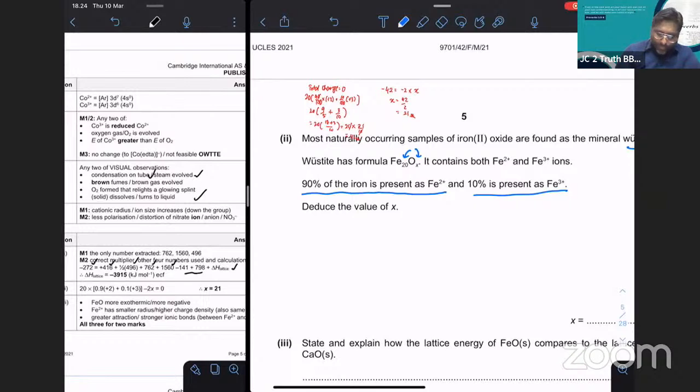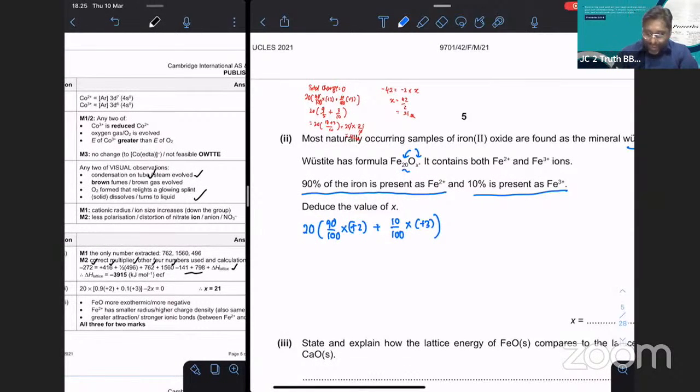So if you look over here, 20 must be multiplied by the charge. Normally we know the charge of Fe is either +2 or +3, but because there is a mixture here, we need to say 90% of it is going to be +2, so I'll put positive 2, and then 10% is going to be +3. And I have 20 of them, 20 atoms or 20 ions.